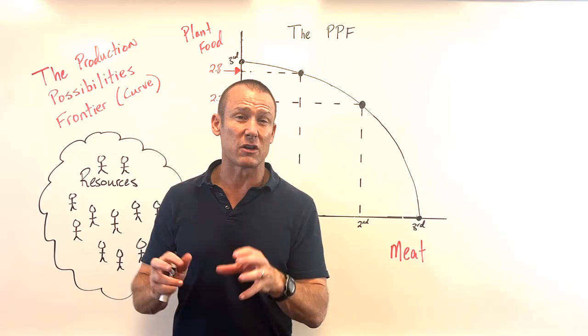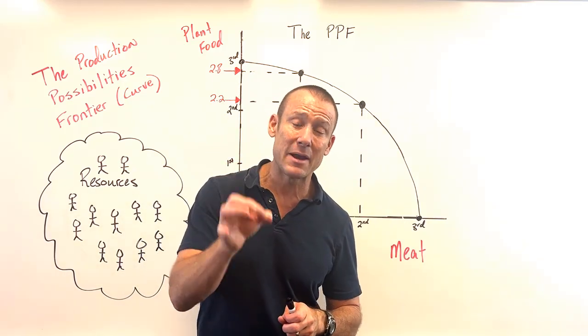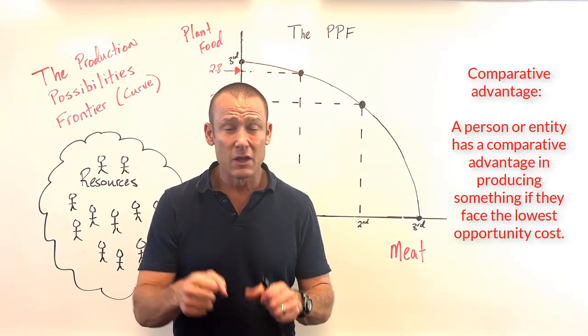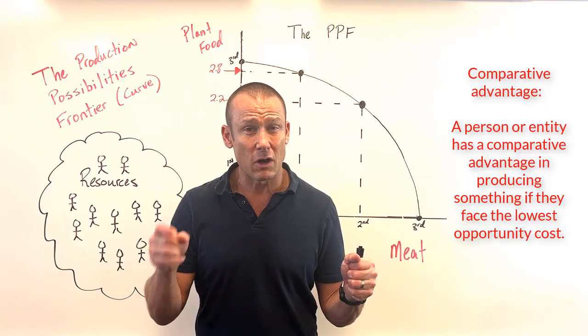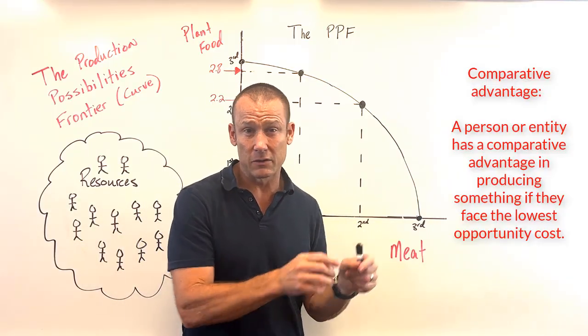We're going to base our decision on who should be a hunter on this concept called comparative advantage. Again, it's not absolute advantage. It's not who's the best hunter, you go hunt. Who has the lowest opportunity cost? Oh, you have the comparative advantage, you should go and hunt.